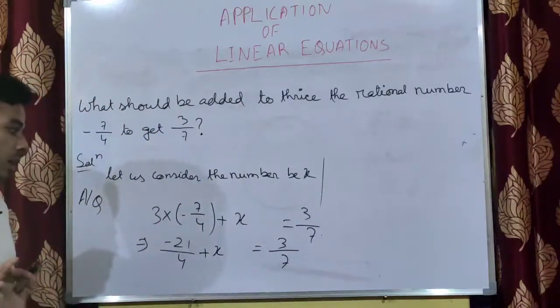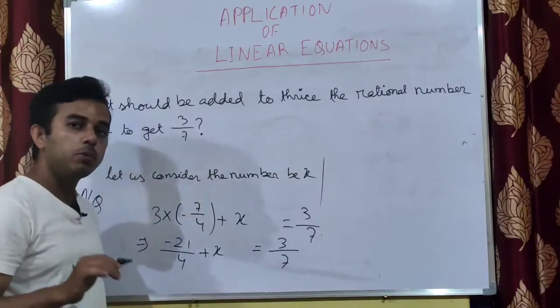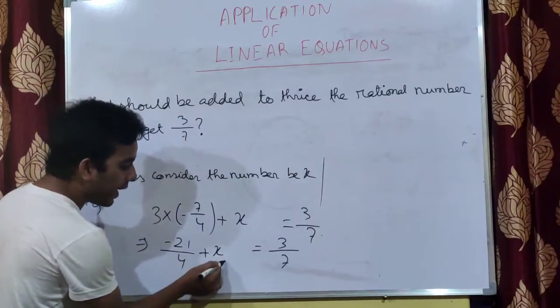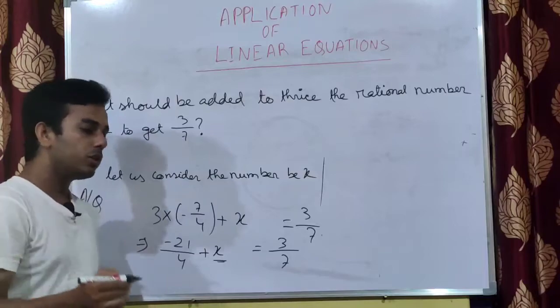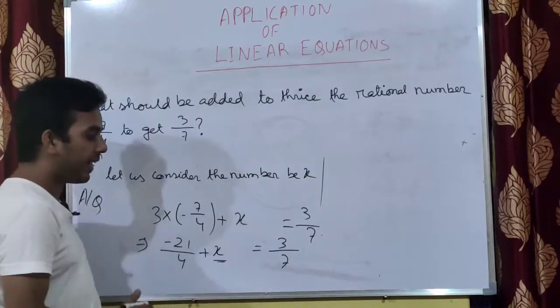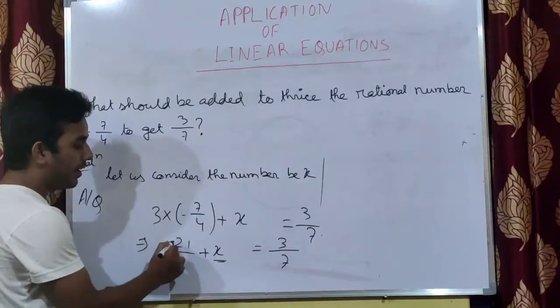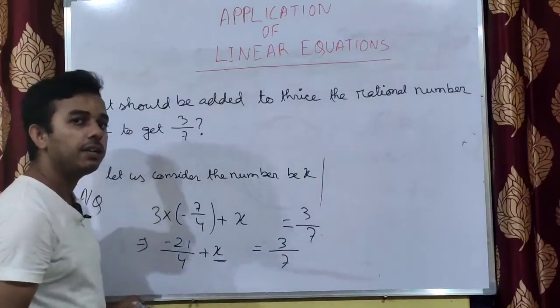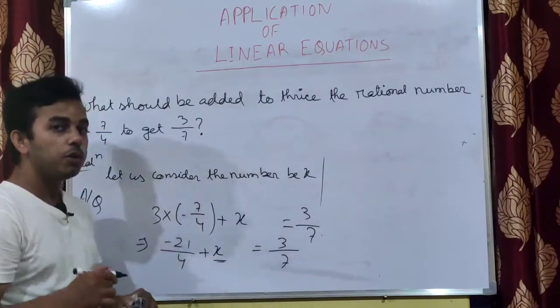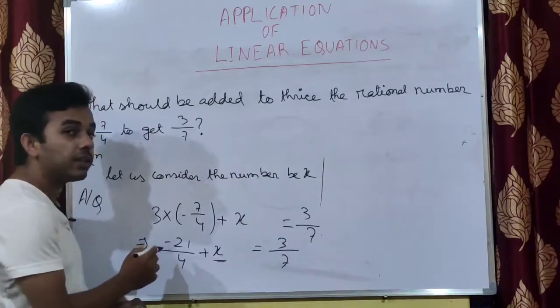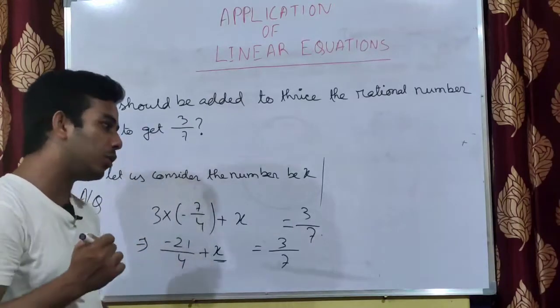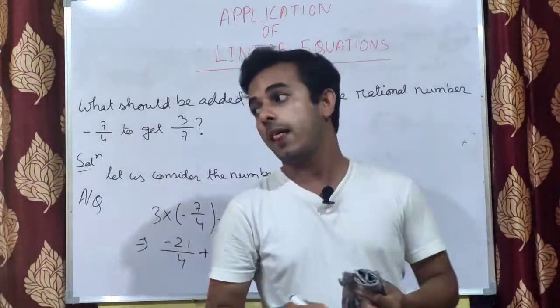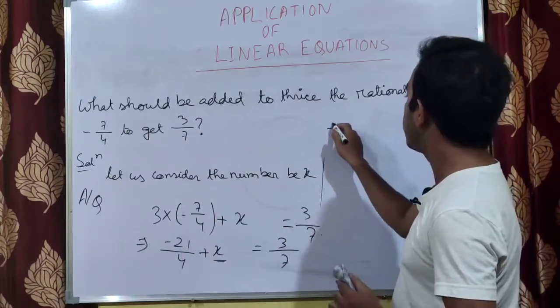Right. Now look, what we have to find? We have to find the value of this x, right? So we will keep this x on the left hand side and we will take minus 21 by 4 to the right hand side by the transposing method. So in this process, as it is minus, it will become plus. So the next line will be like this, right?